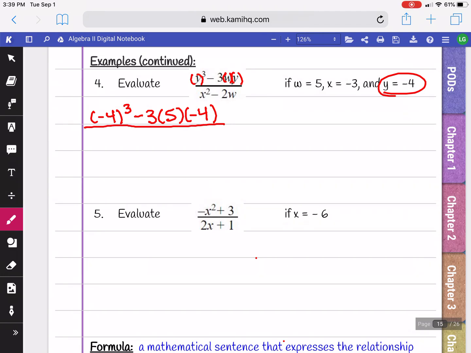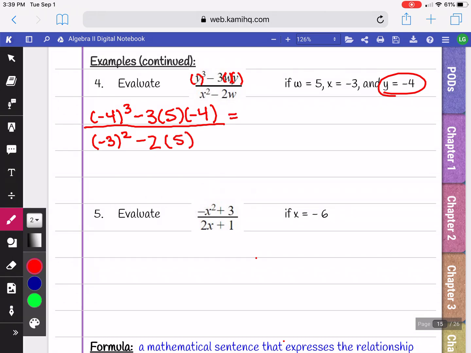On the bottom, we're plugging in for x squared. So we have negative 3 squared minus 2. And for w, we plug in 5. From here, you want to make sure to make your numerator and denominator as small as possible. So the numerator is negative 4 cubed.